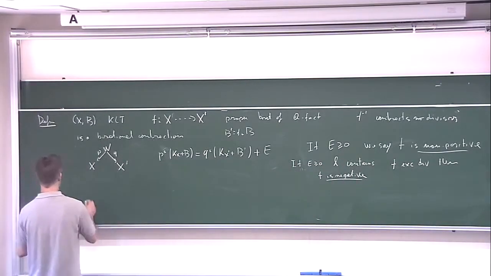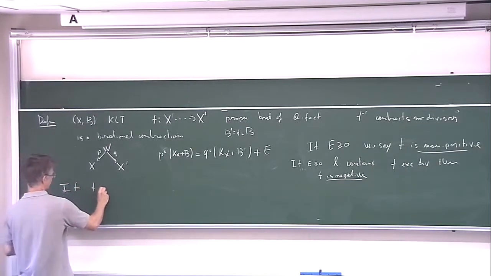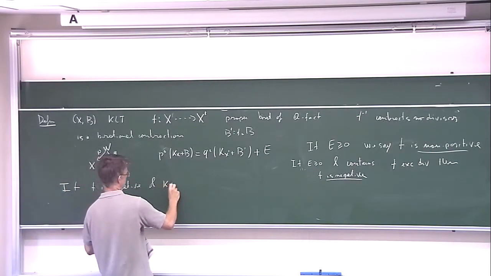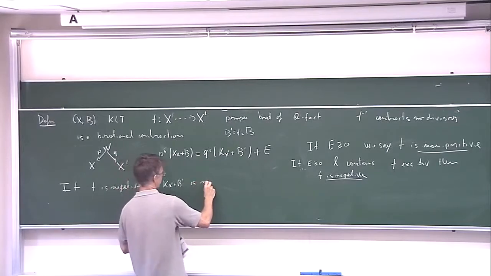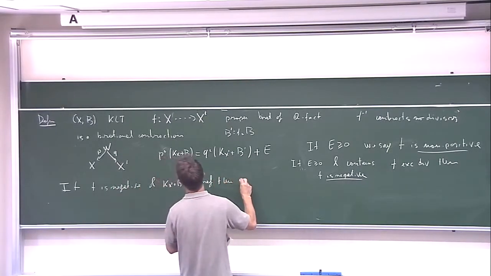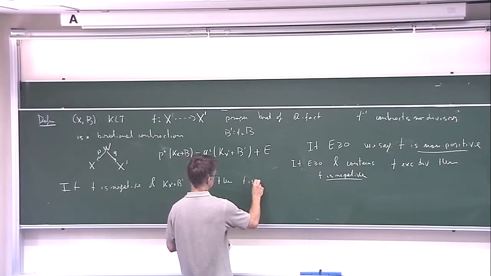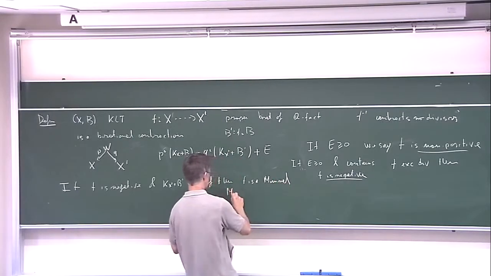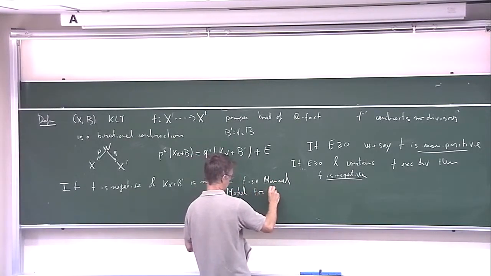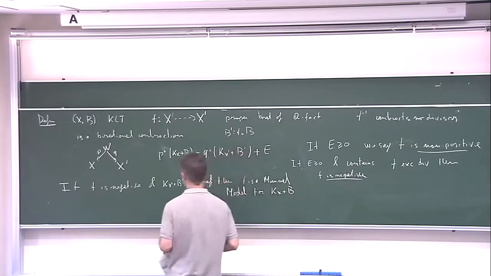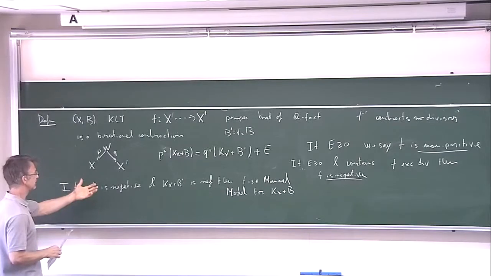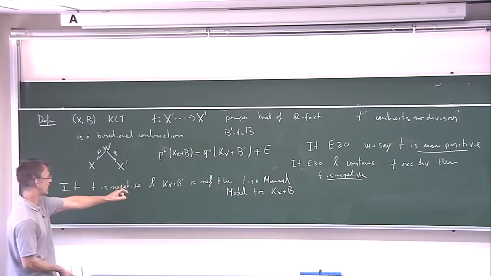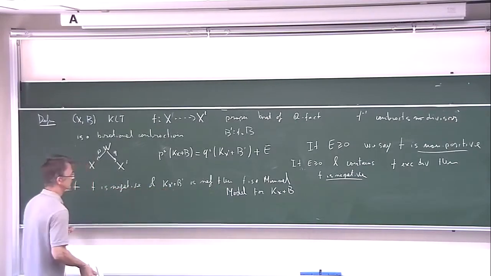So if F is negative, and Kx' plus B' is nef, then this is the definition: F is a minimal model for Kx plus B. Right, so a minimal model is a negative birational contraction with the property that the output you get is a nef divisor.